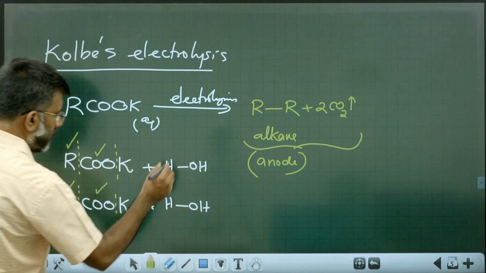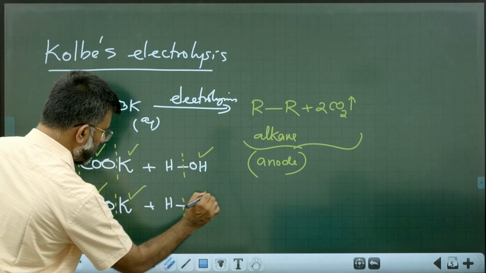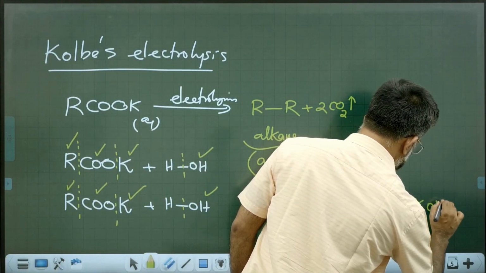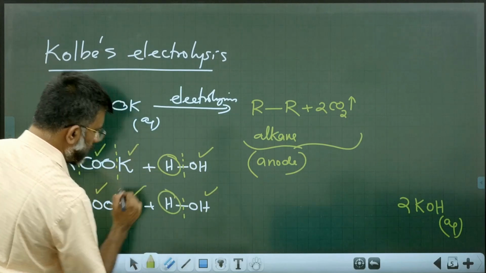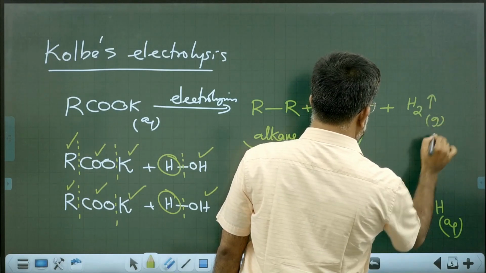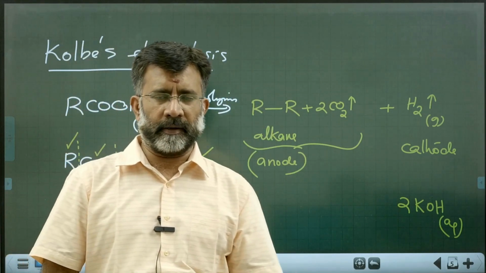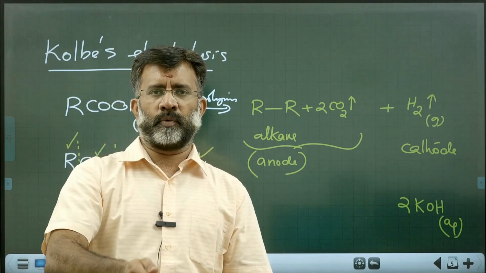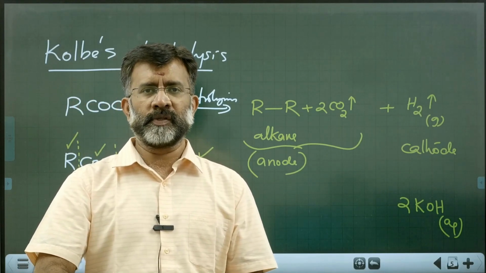Okay. Now, this is going to break here and K plus OH minus, K plus OH minus, 2 moles of KOH you get in the solution. And this H with this H is removed as hydrogen gas at cathode. So at the cathode, hydrogen gas is eliminated. At anode, along with the carbon dioxide, we get our requisite product in the format RR. And in the solution, there is KOH.